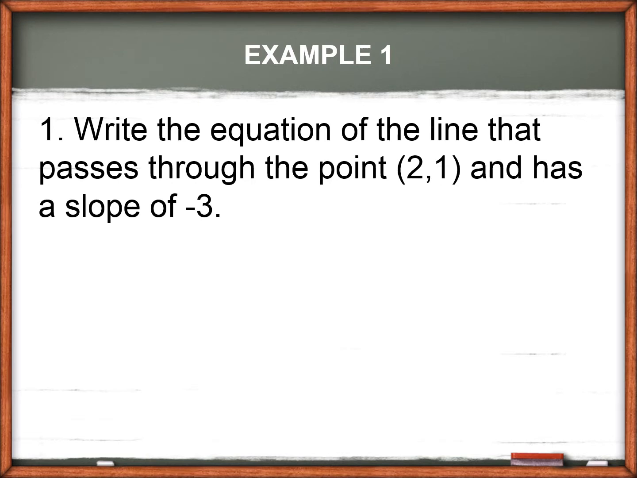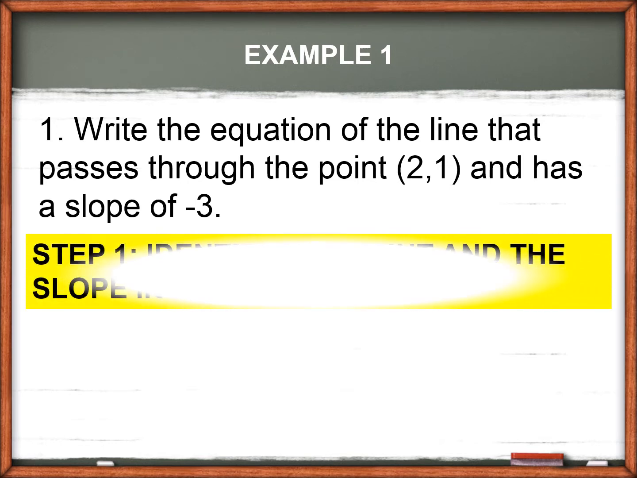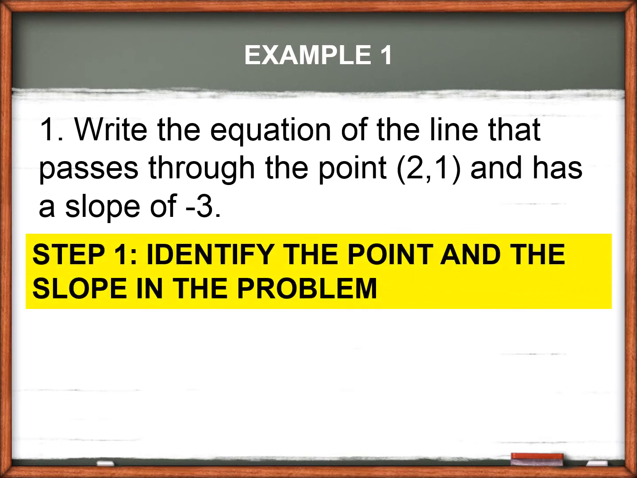Let's start with our first example. Write the equation of the line that passes through the point 2, 1 and has a slope of -3. Our step 1 in determining the equation of the line is to identify the point and the slope in the problem.